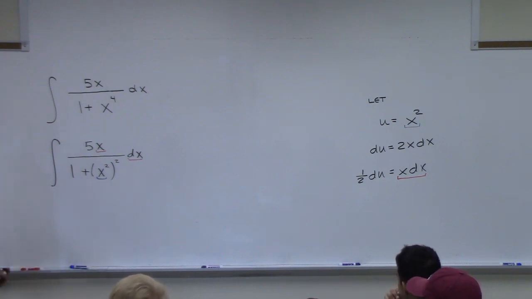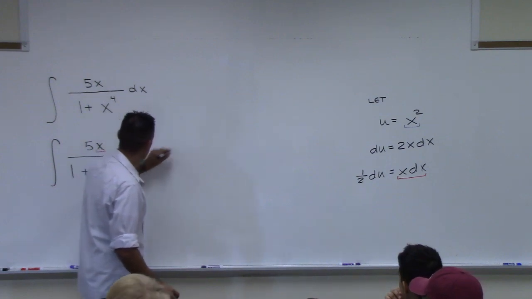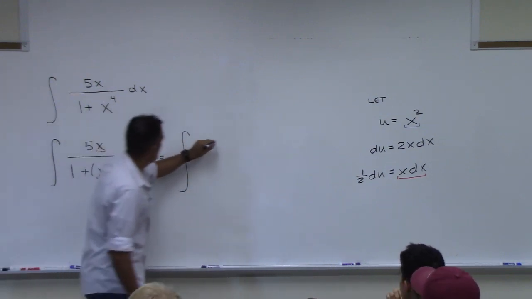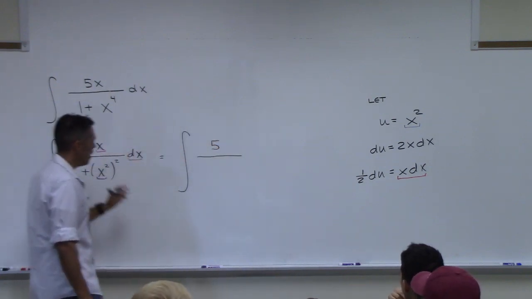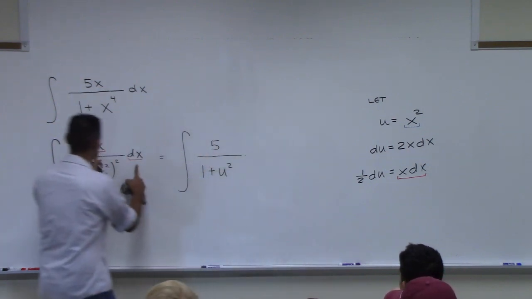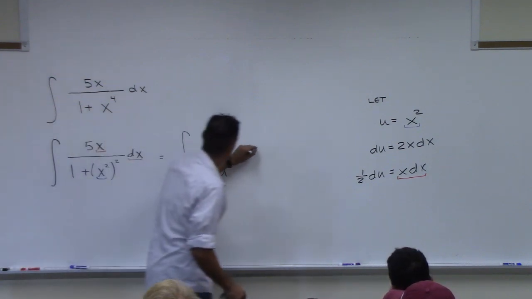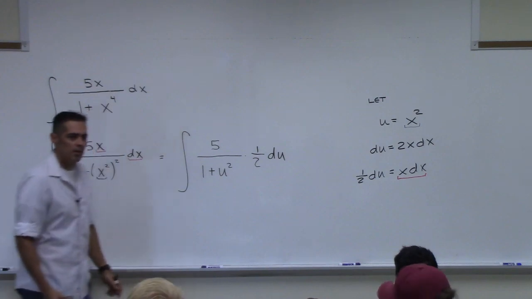Okay, so looking promising here. So what would this integral become if I switch it now? Still have 5 over 1 plus u squared times, okay, this x dx becomes what? 1/2 du. All right, now I'm going to go one more step.